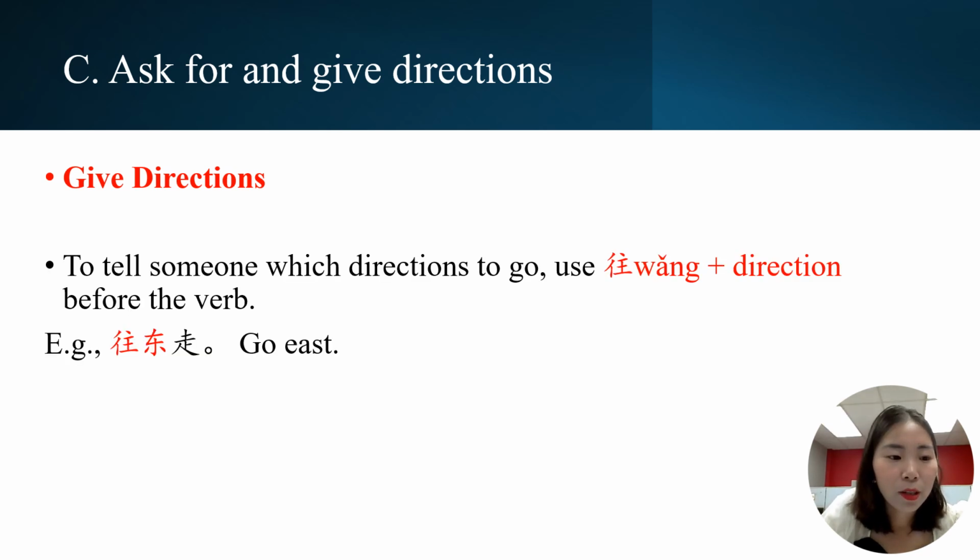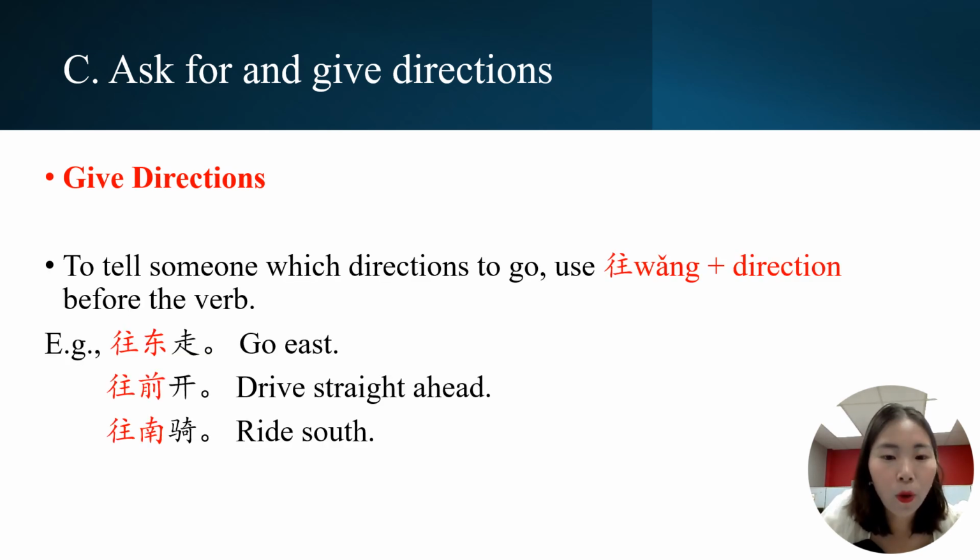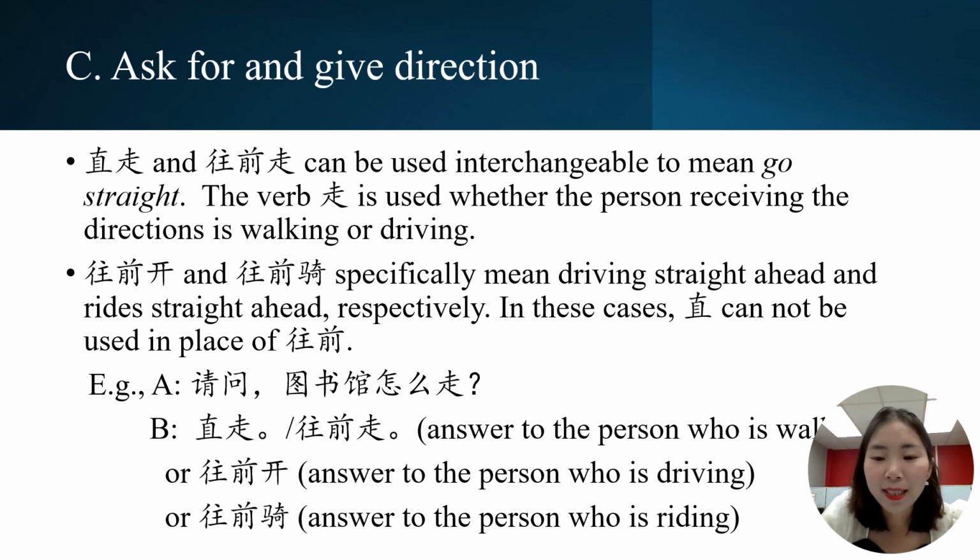Giving directions. To tell someone which direction to go, use 往 plus direction before the verb. 往东走 go east. 往前开 drive straight ahead. 往南骑 ride south. 直走 and 往前走 can be used interchangeably to mean go straight. The verb 走 is used whether the person receiving the directions is walking or driving. 往前开 and 往前骑 specifically mean drive straight ahead and ride straight ahead.